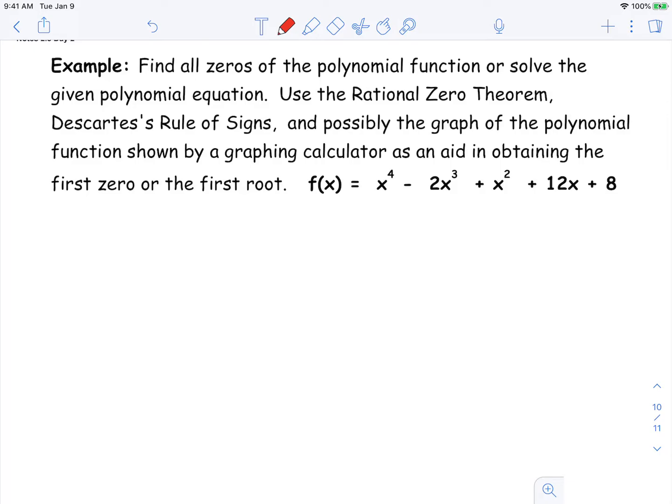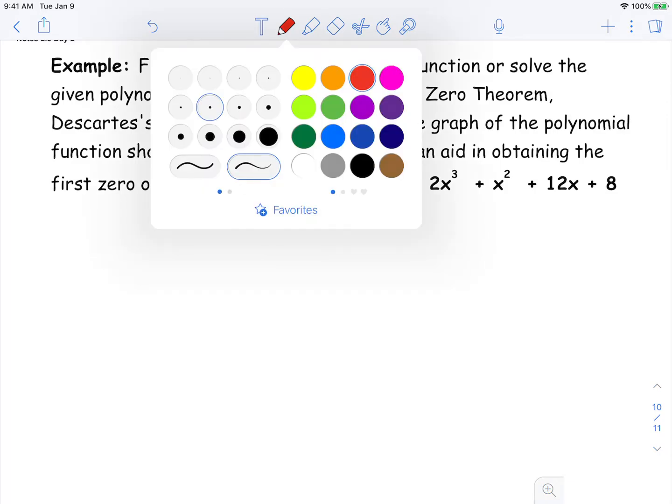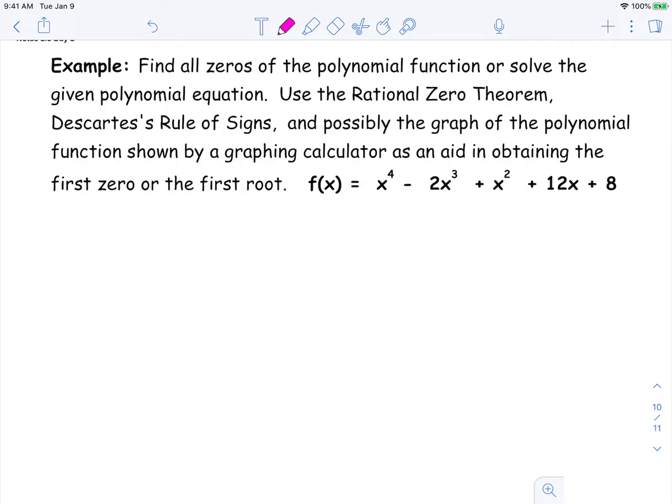All right, here's an example where we're going to find all the zeros of a polynomial function. We're going to first use the rational zero theorem to find the possible rational roots. So we're going to take the factors of c over the factors of the leading coefficient.